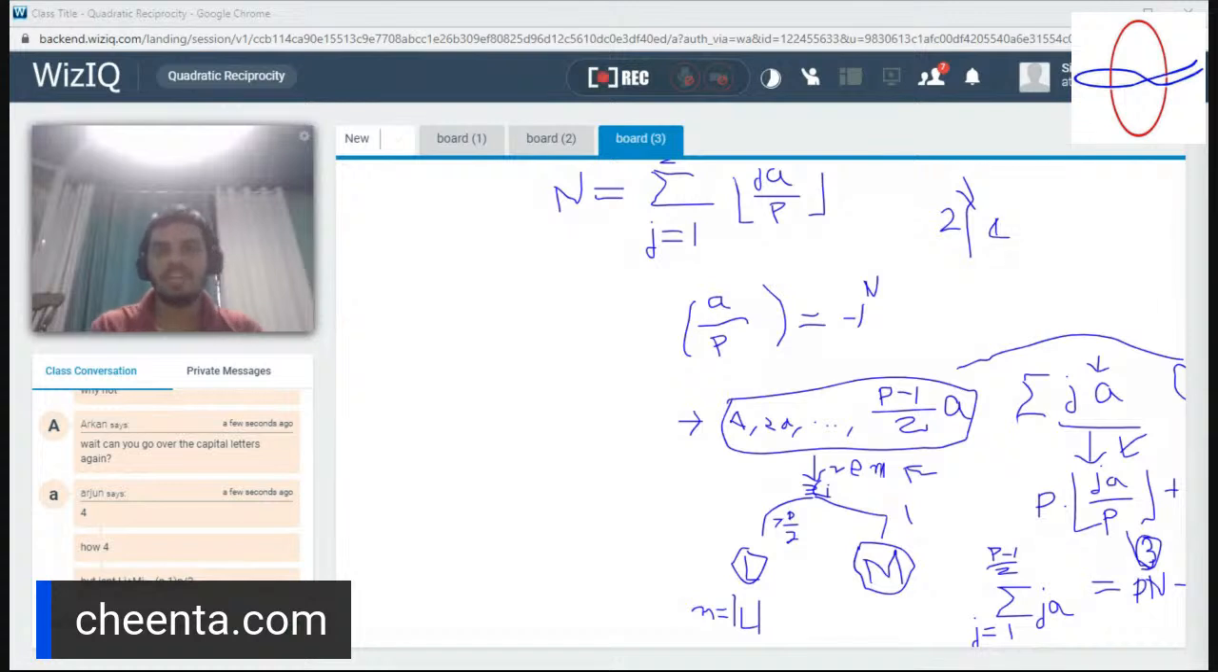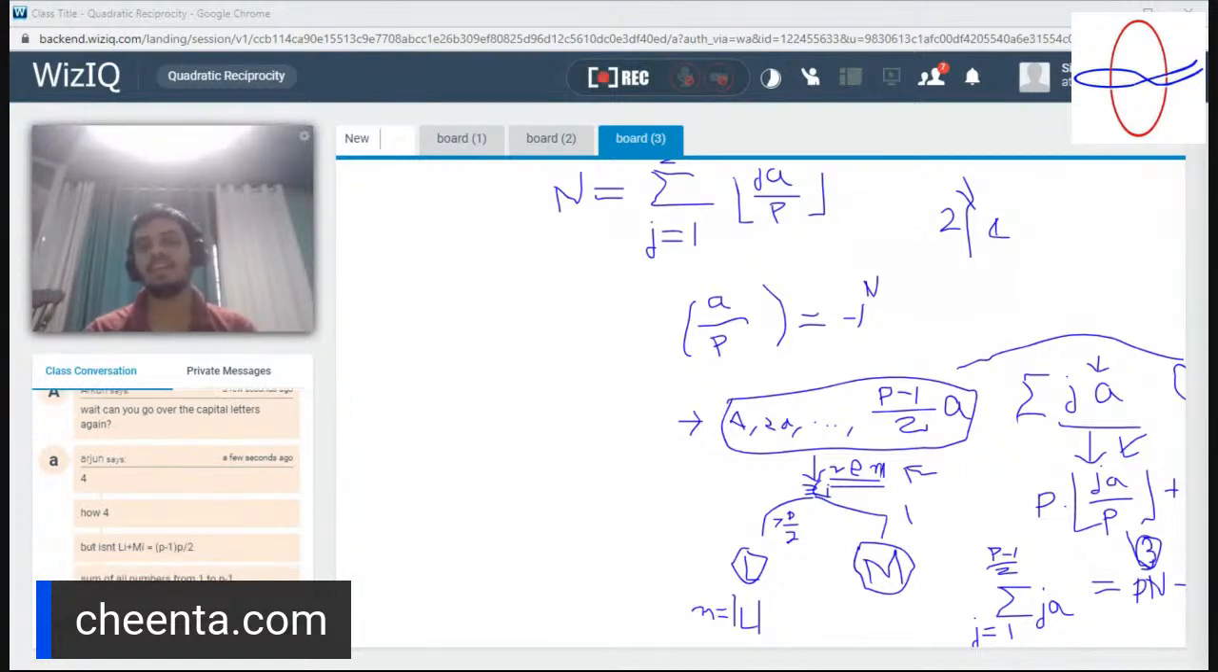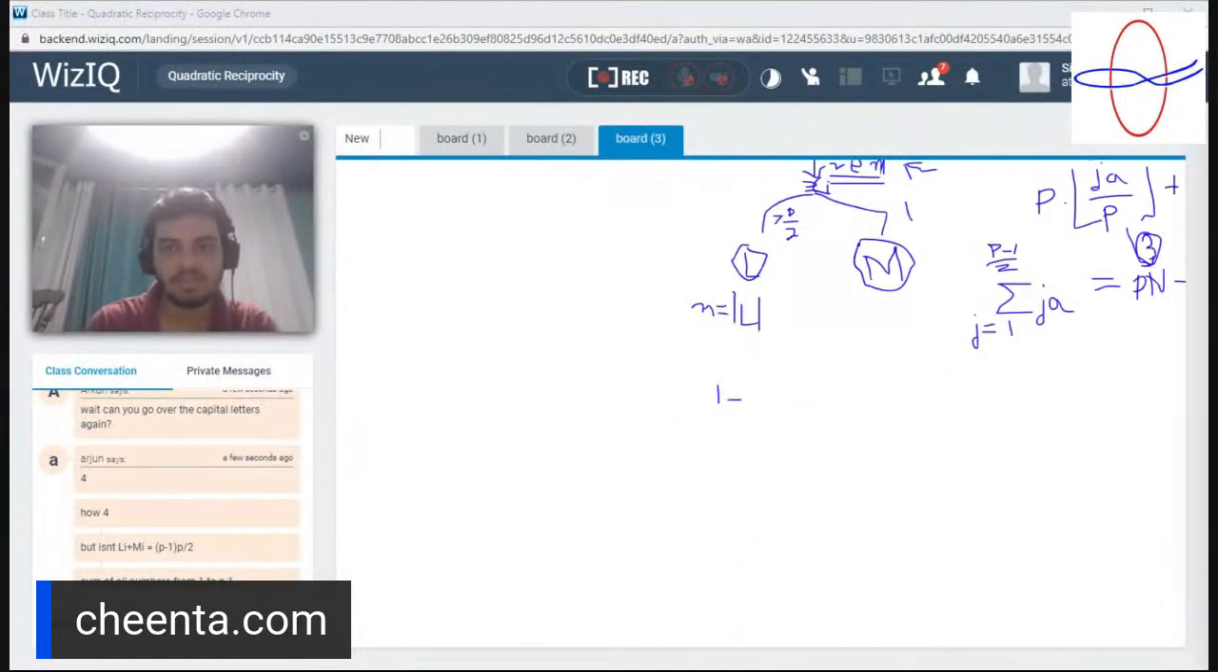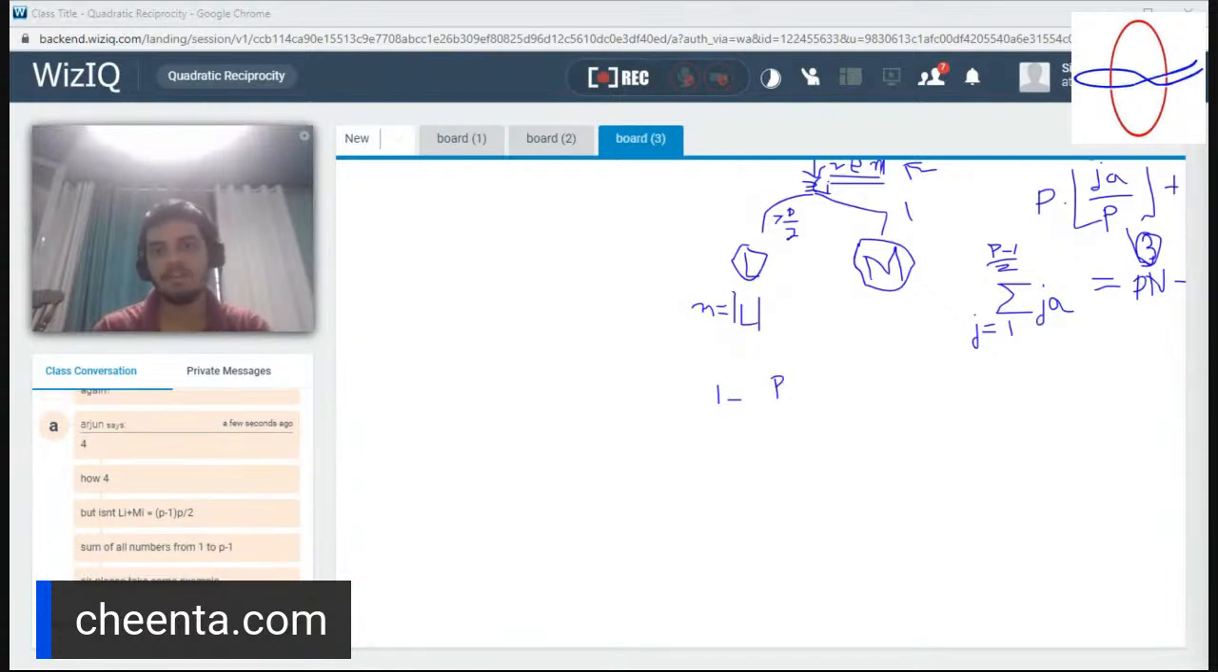No, Li plus Mi is actually, so what we are doing here for Gauss's lemma, we take this tricky remainder here. If you remember what Gauss's lemma was, it was not directly dealing with this, but no, it's not the sum of all numbers from 1 to p minus 1. So for any a, it will actually be the sum from 1 to p minus 1 over 2. That will also not be directly mod of Li plus mod of Mi.